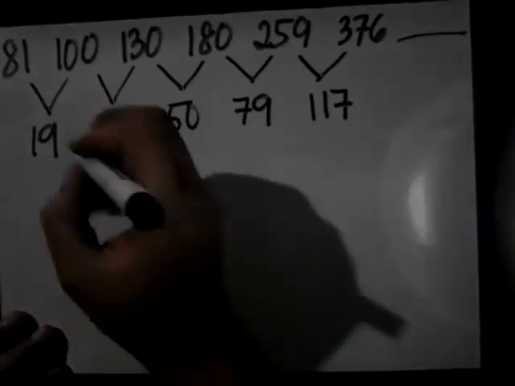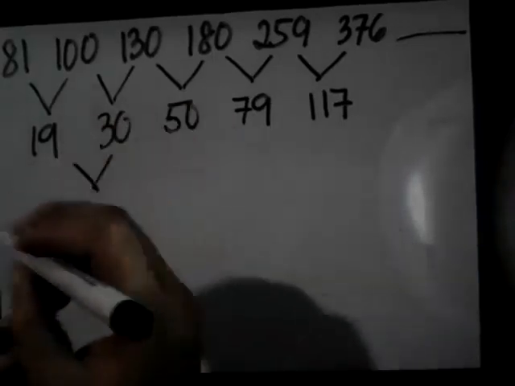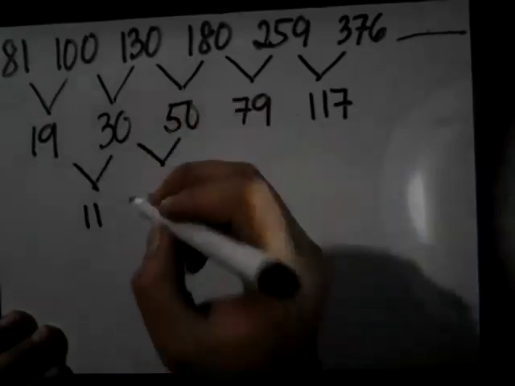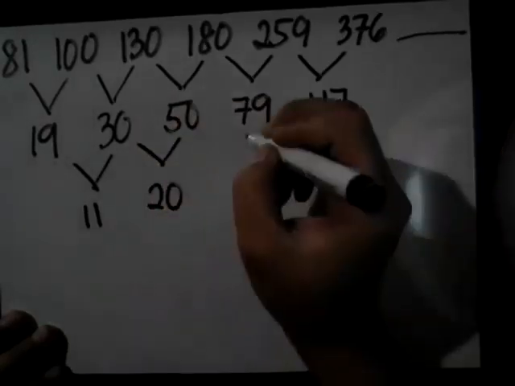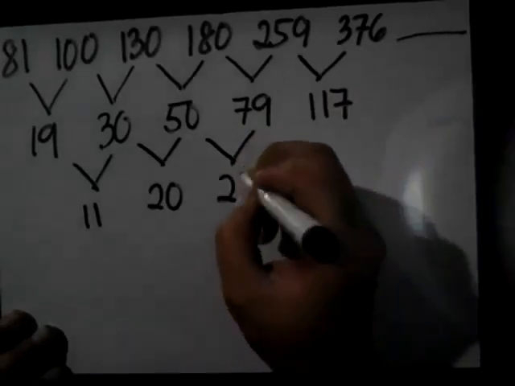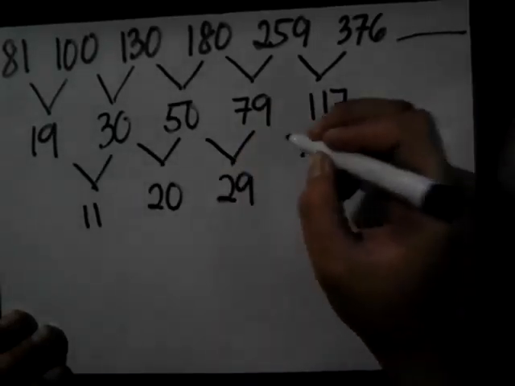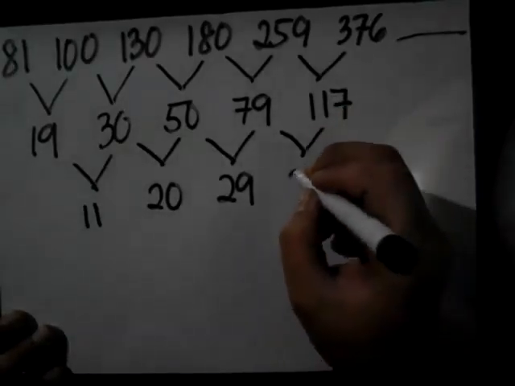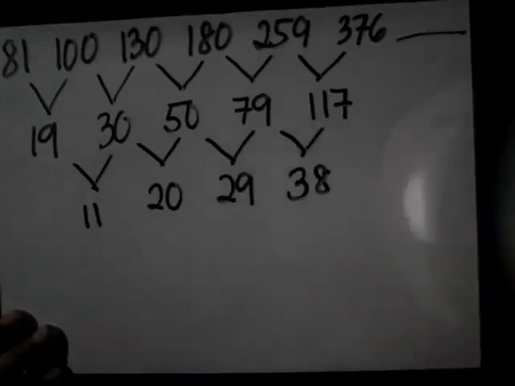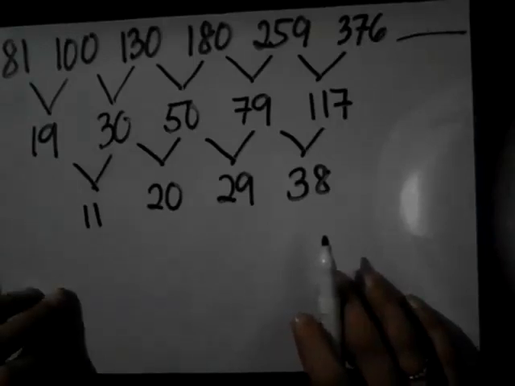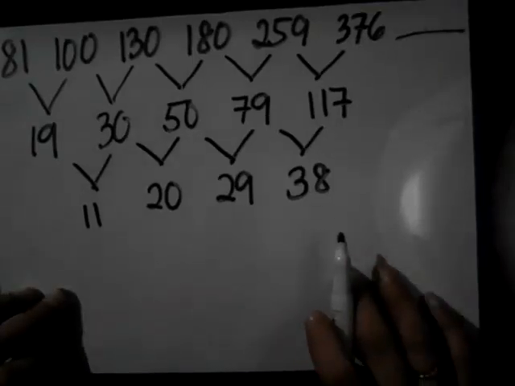So 30 minus 19, the answer is 11. 50 minus 30, the answer is 20. 79 minus 50, the answer is 29. 117 minus 79, the answer is 38. As we can see in the second differences, we still do not get equal numbers. So let us find the third differences.